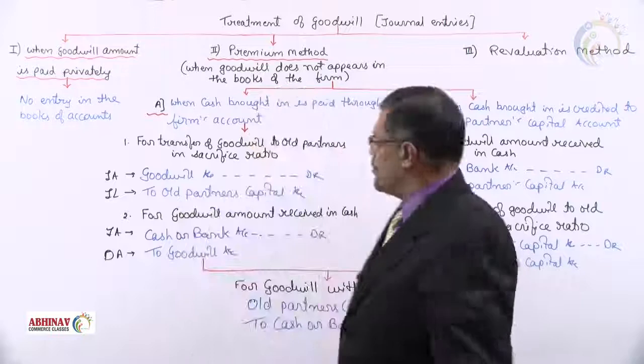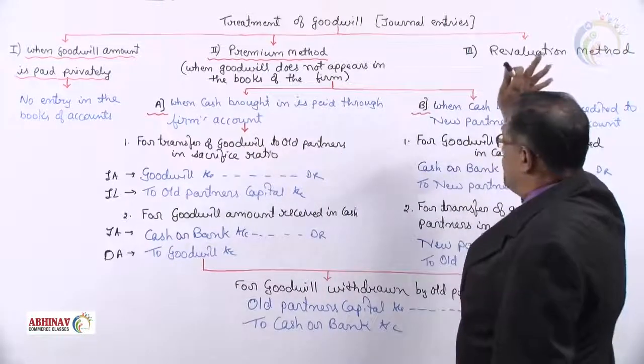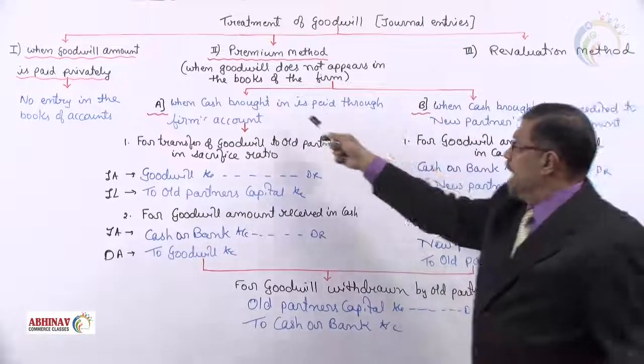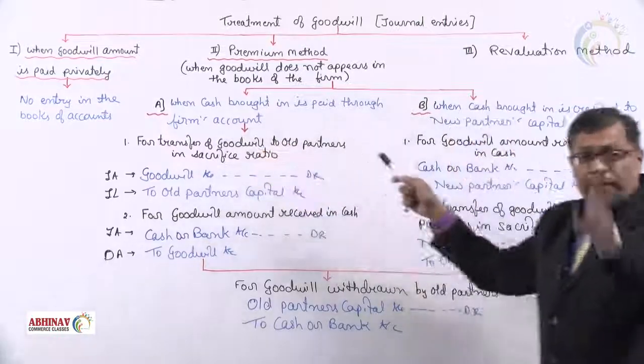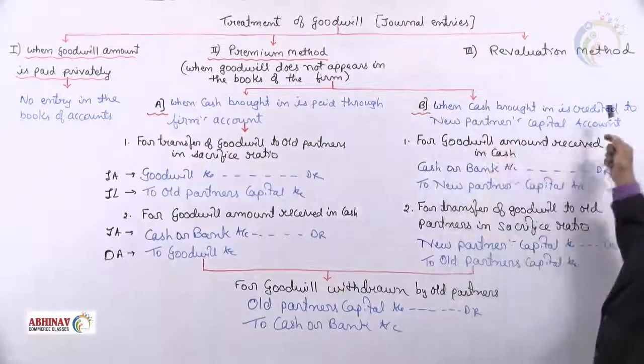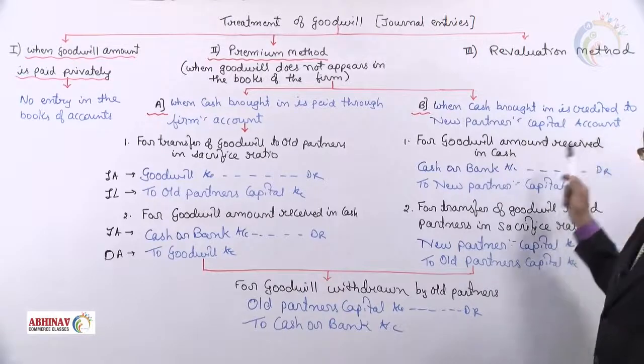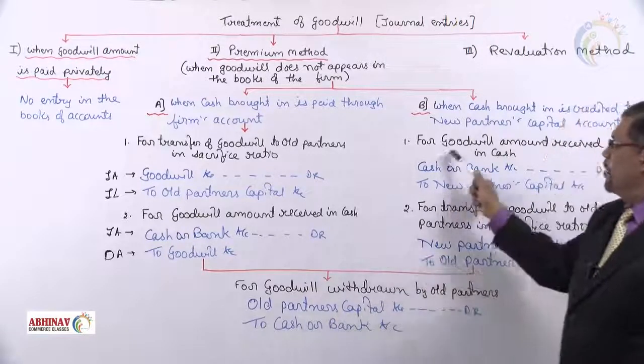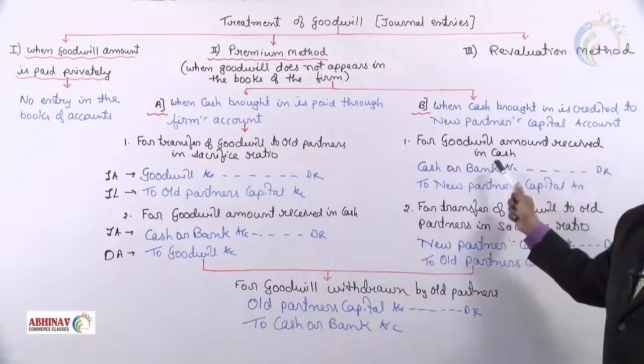Second case, when goodwill does not appear but cash is not paid through the firm's account, it will be mentioned as cash brought in is credited to the new partner's capital account. First entry here is goodwill amount received in cash.